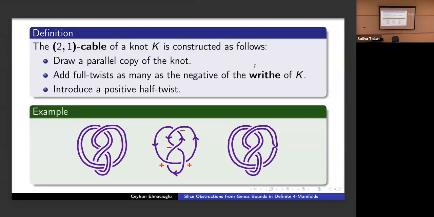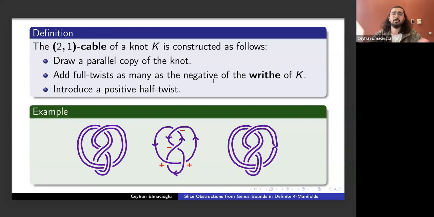Second, we look at the negative crossings and positive crossings, and the algebraic sum of these numbers is called the writhe of the knot. For example, for the figure 8 knot, we have 2 negative crossings and 2 positive crossings, so the writhe is 0. And we add full twists, as many as the negative of the writhe of this knot. For example, in this case, we are not adding any negative or positive full twists.